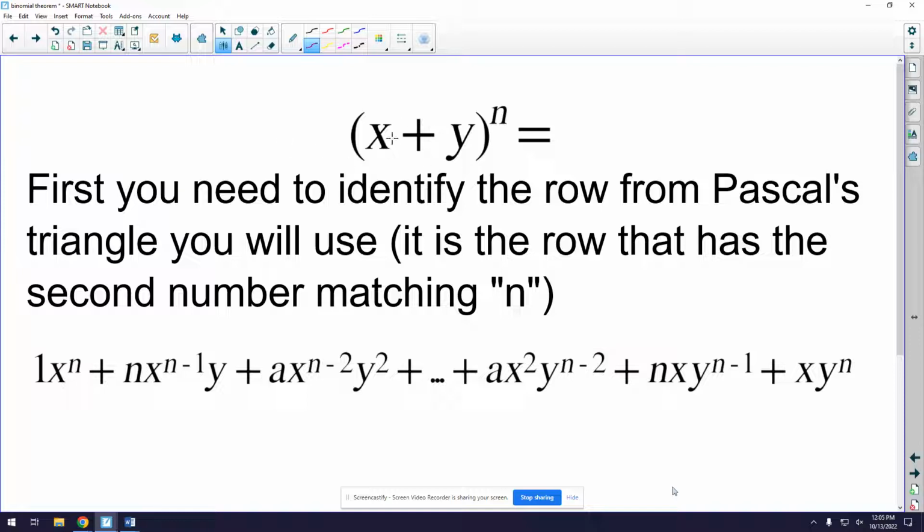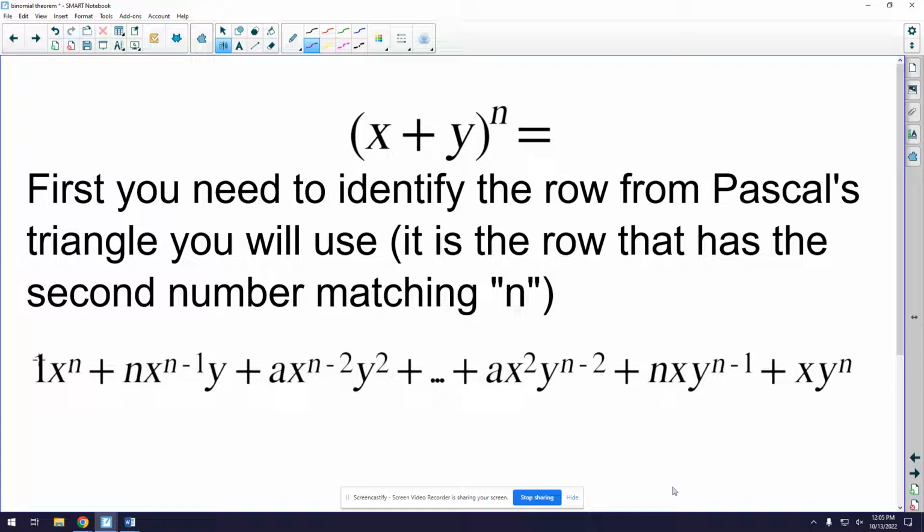So when you have anything here, it's not always going to be x plus y. It's going to be 5x minus 7 or whatever it might be to n, where n is your exponent. So n could be 2, it could be 3, it could be 17, whatever it's going to be. N identifies your row from Pascal's triangle. Whatever n is, you look at the second number in the row. That tells you you're going to use that whole row.